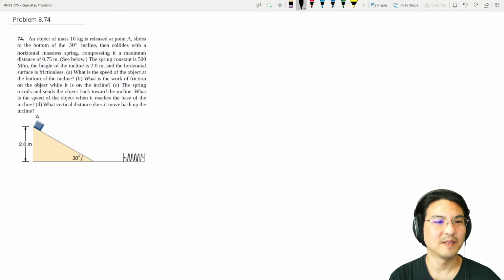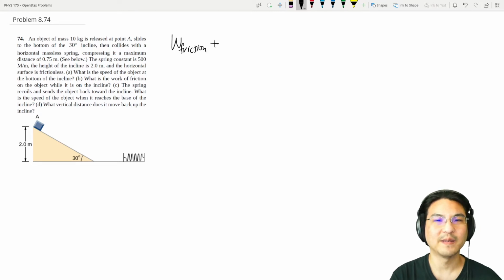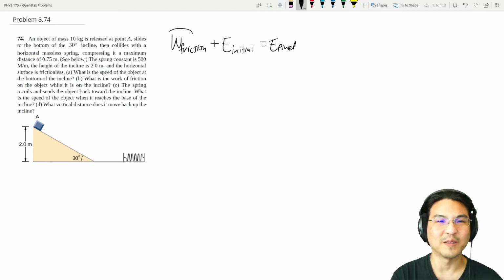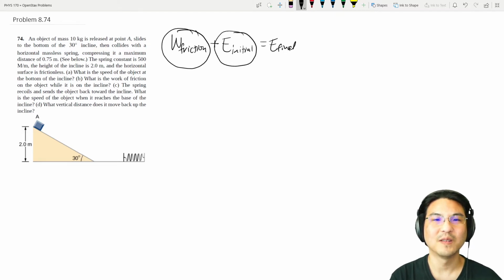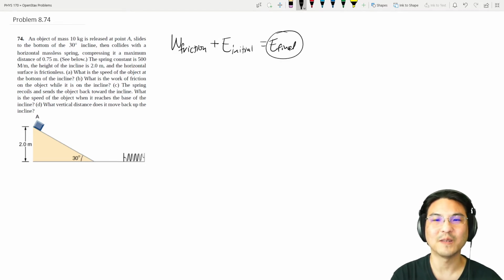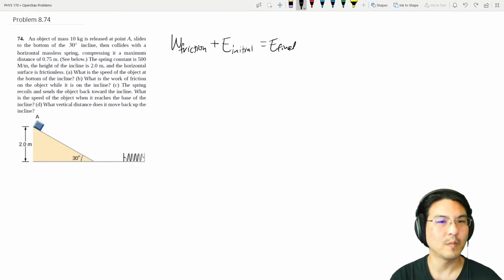Okay, so let's start with work energy. There's work being done by friction, and that is messing with our energy conservation. If not for the work being done by friction, energy would be conserved, but it's not. Because this is some negative value, so this is larger, this is negative, so this is smaller. So we have less energy final than when we had initially.